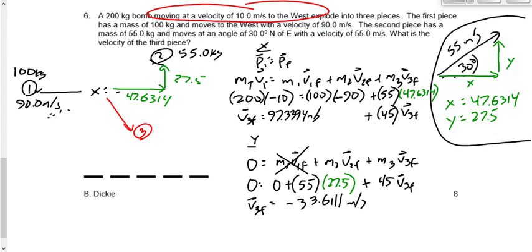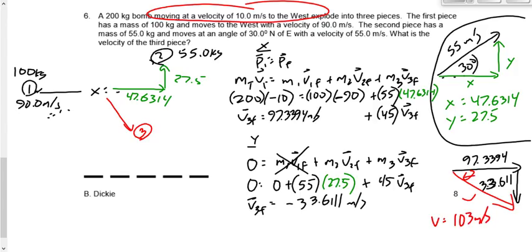So let's redraw that. Let's say 97.3394, 33.611 downwards. And we could solve for v there using the Pythagorean theorem again. 103. And theta is 19.0 degrees south of east.